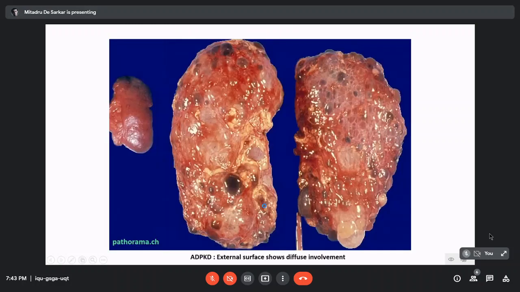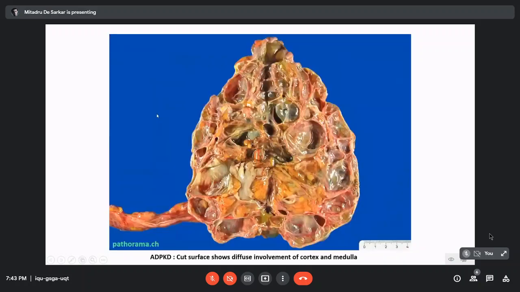So this is the external appearance. A small kidney has been shown by the side to show the kind of massive enlargement that these kidneys can show. Once you section the kidney, so this particular kidney has been bivalved, you see that the cortex as well as the medulla are effaced by multiple cysts of varying size, starting from very small to extensively large ones. The pelvicalyceal fat is seen here towards the middle.